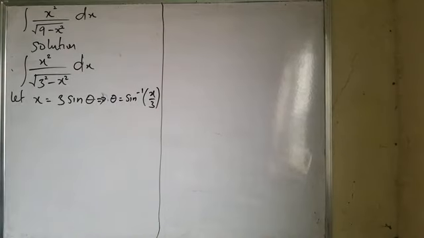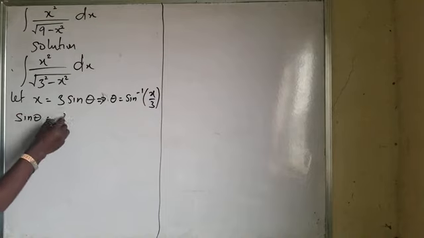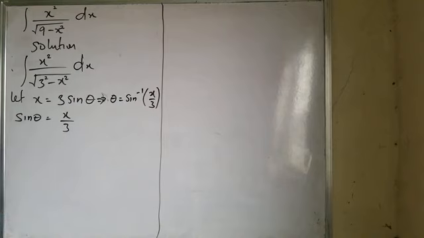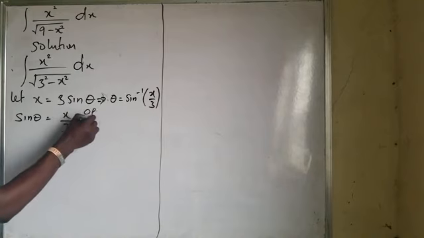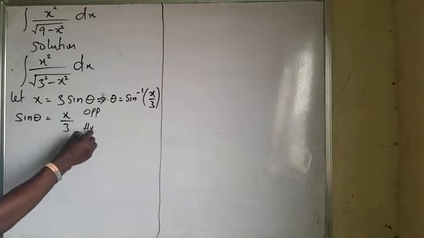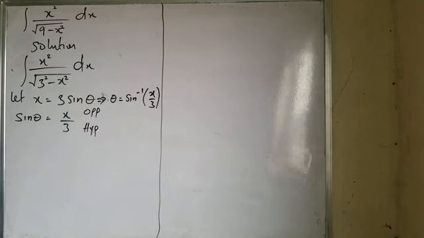Now, the next thing I will do is that I can easily say that sin theta equals x over 3, which goes back to trigonometric ratios: opposite over hypotenuse. Please take note of that: opposite and hypotenuse. Let me go on with my trigonometry.